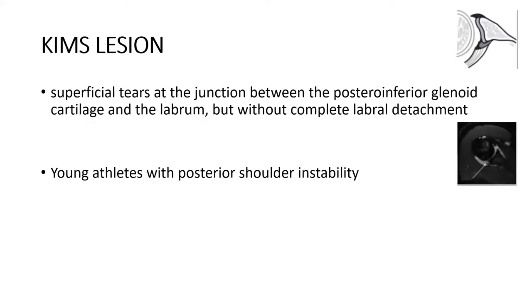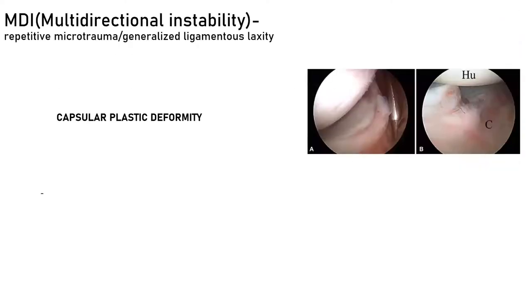And there is something called a Kim's lesion, which is a superficial tear at the junction between the posterior inferior glenoid cartilage and the labrum, but without a complete labral detachment. It is usually seen in young athletes with posterior shoulder instability. Failure to identify and address it may cause a recurrence and persistent posterior shoulder pain.